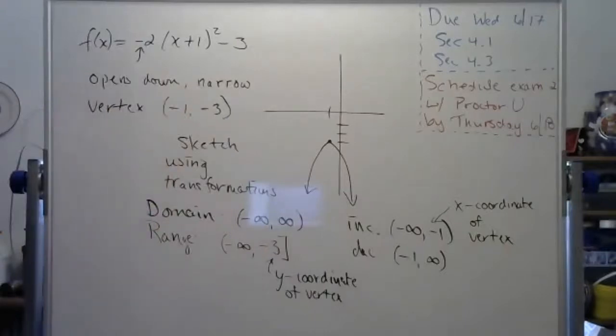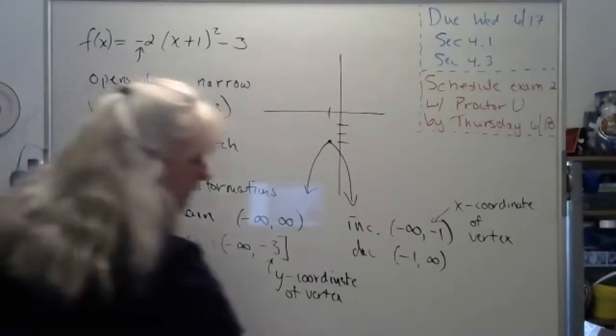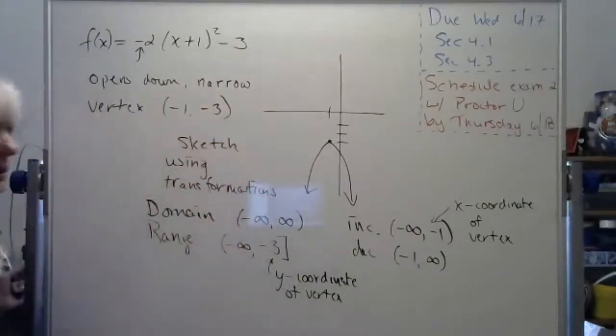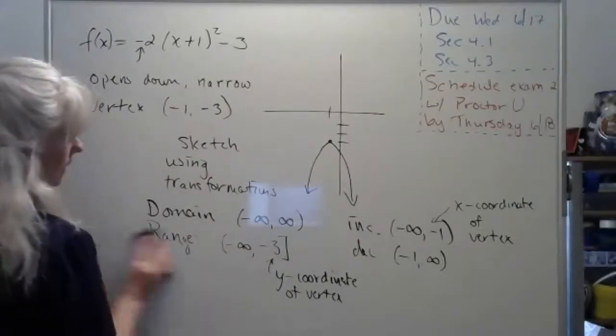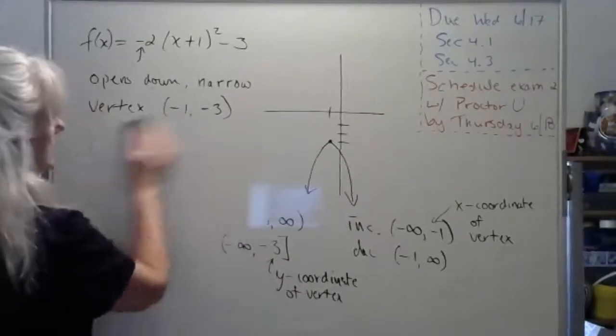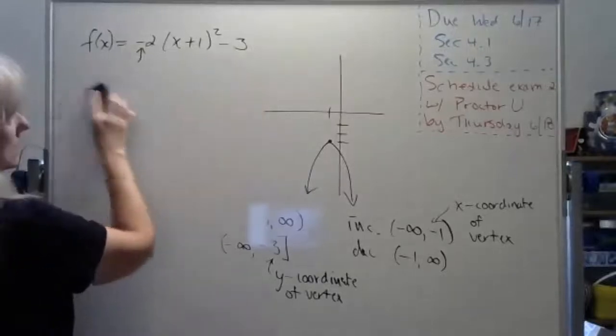So if I'm just going to sketch it, all I really need is that vertex and whether it opens up or down and whether to make it narrow or wide. Comments or questions? You're saying, why is this in its own section? We've already done all of this. Well, what's going to happen is it's not going to be in this vertex form.